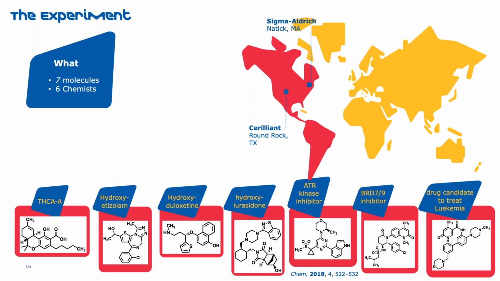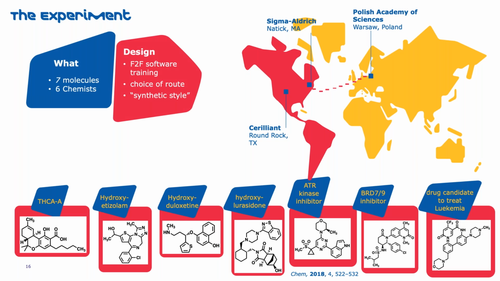And so we wanted to design that experiment to be able to test the routes. And so we took these 7 target molecules that I have shown on the screen here, and we had 6 of our chemists who were working on these projects, coming from one of our 2 sites in the US, either the Cerilliant site in Texas, which makes analytical reference materials, or our Sigma-Aldrich site in Massachusetts, which makes small molecule screening libraries, and had them actually travel to Poland, to the Polish Academy of Sciences, where the Grabowski group works, so that they could meet with the team and have face-to-face training so that they could use the software to plan the routes to these target molecules.